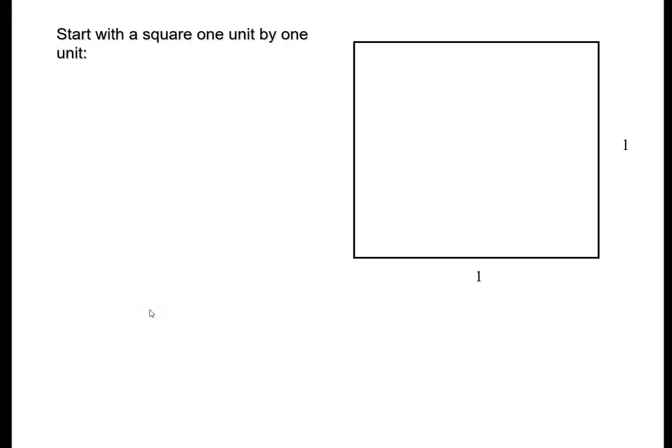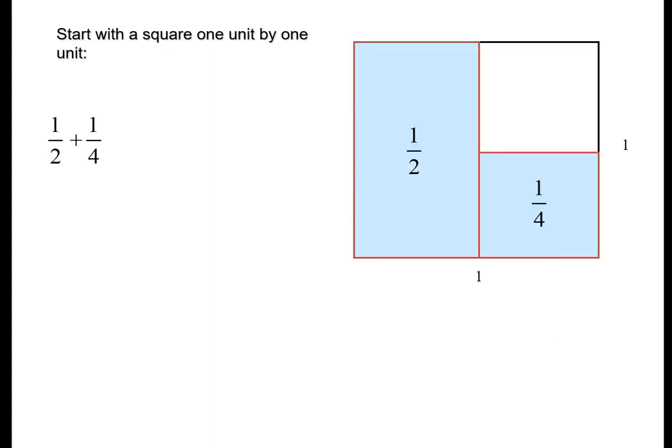So don't write this down, but just take a look for a second. It says start with a square that's 1 unit by 1 unit. So the area of this square, of course, would be 1. If we cut it in half, and then we take the half that's there and cut it in half again, we get a fourth. And then if we cut that in half again, we get an eighth.